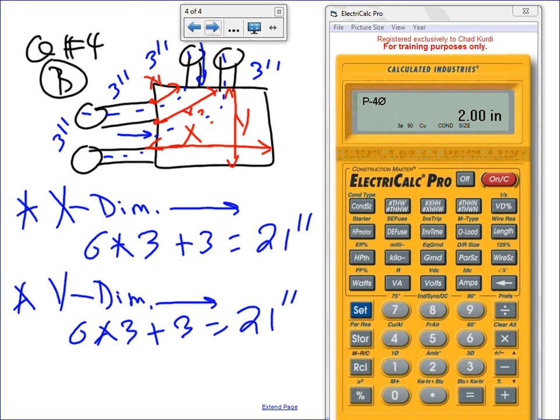But why are you talking about pull conduit when you have an X dimension and a Y dimension? What other sizes do you have there? No other sizes. I'm not following all of you. You might have to come over here.